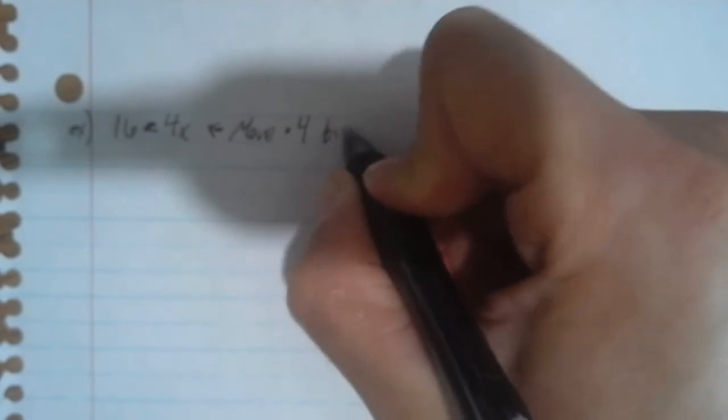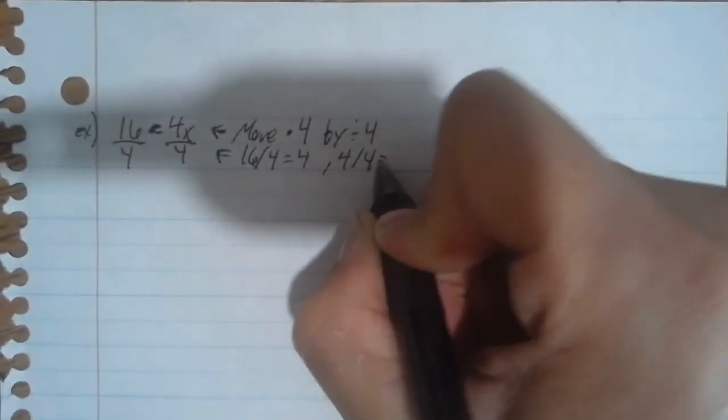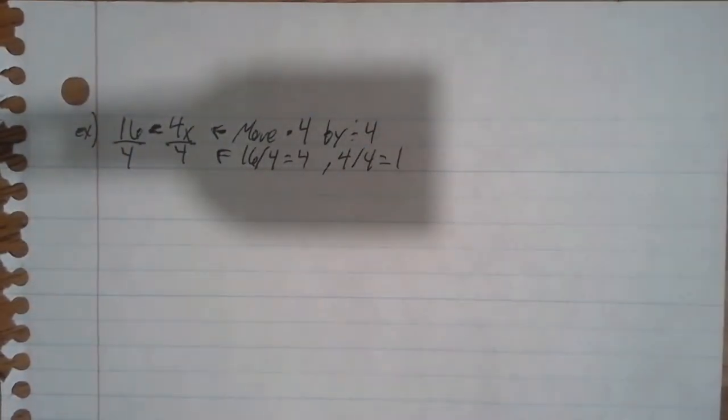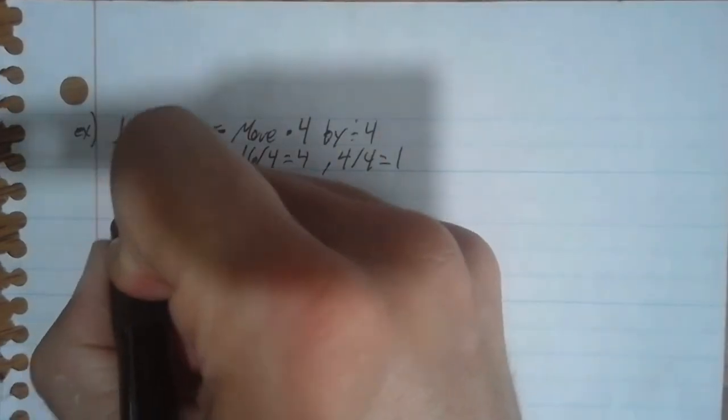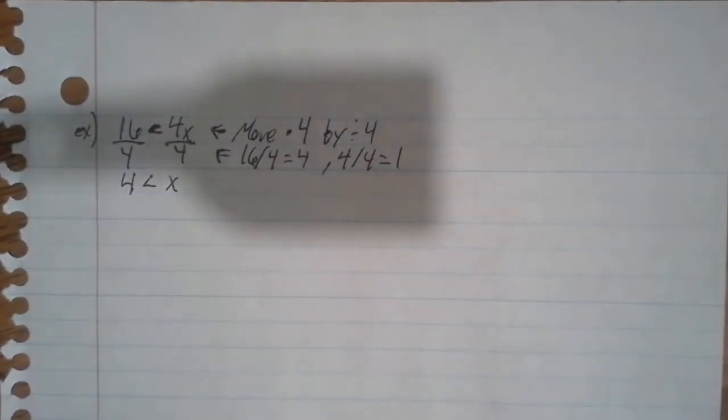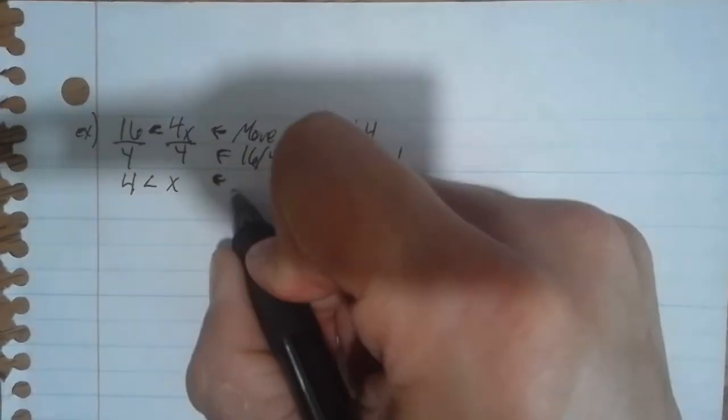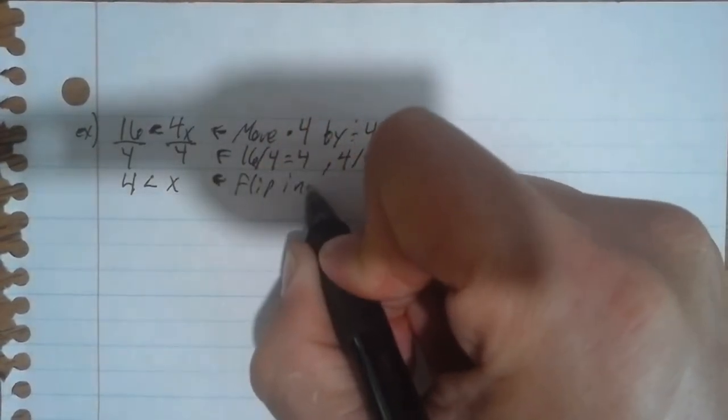So we have to move our times 4 by dividing by 4. So we're going to divide both sides by 4. 16 divided by 4 equals 4. 4 divided by 4 equals 1, which is what we want, since we want a 1x. So we get 4 is less than 1x. Again, we just don't write the 1. We have to have the x on the left, so we flip the inequality.